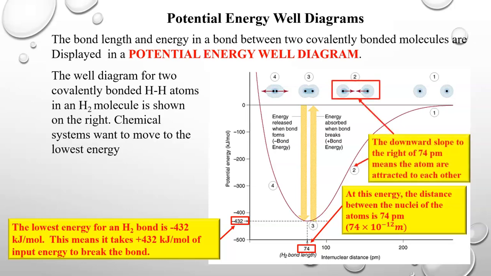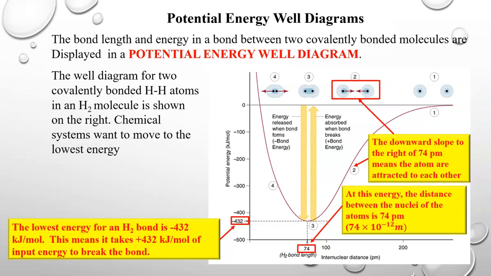The downward slope to the right of 74 picometers means the atoms are attracted to each other. So as the two atoms are far apart, they're going to come together. And as they do, the energy becomes lower and lower. That's a good thing if they want to bond together. So it gets lower and lower until it gets to that optimal lowest point at 74 picometers. Then if you continue to go to the left, the energy goes up.